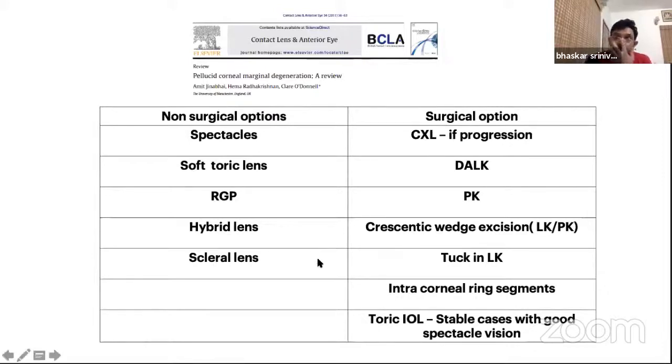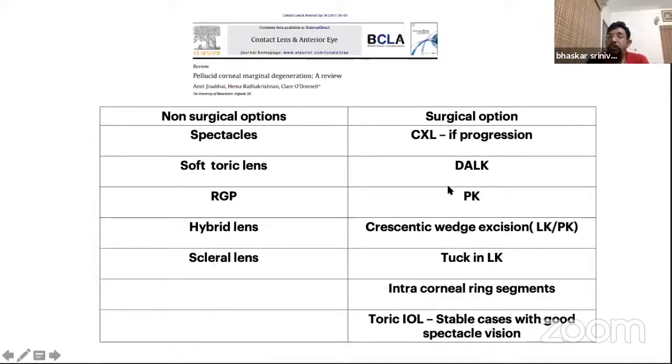Surgical options: if there is progression, and if the thickness permits, you would consider cross linkage. You would want to decenter the beam so that you're focusing on the thinnest area. You are a little bit concerned that the limbus in that area might get affected. So these are things that you will need to discuss with the patient. If it's worse, you might need to consider a DALK or a PK.